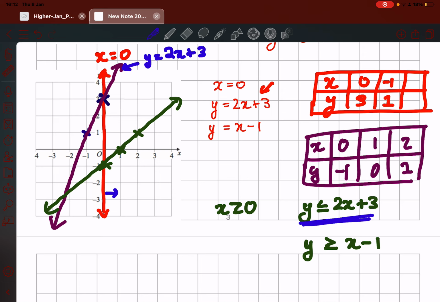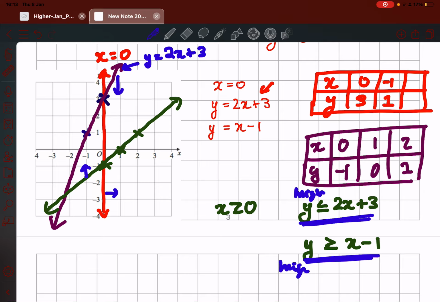So this is 2x plus 3. Think of the y as the height. So you want those points whose heights are under the 2x plus 3, or the height of the points should be below that of the line, which means we need to shade under the purple line. And for the green one, the third one, the height is greater, which means you're looking for points that are above that.